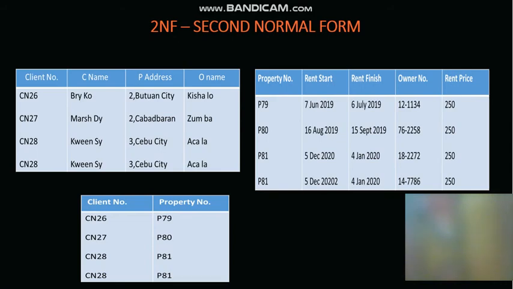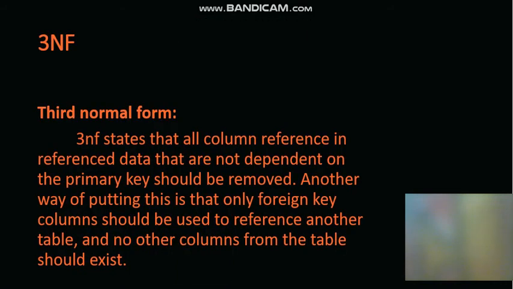So next, 3NF. The third normal form states that all column references and reference data that are not dependent on the primary key should be removed. Another way of putting this is that only foreign key columns should be used to reference another table, and no other columns from the table should exist.